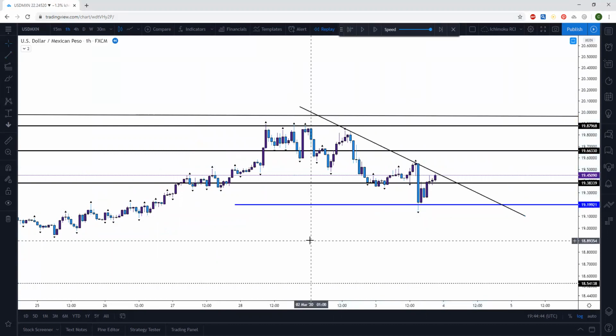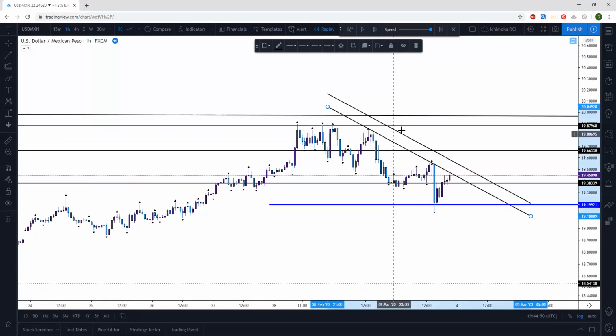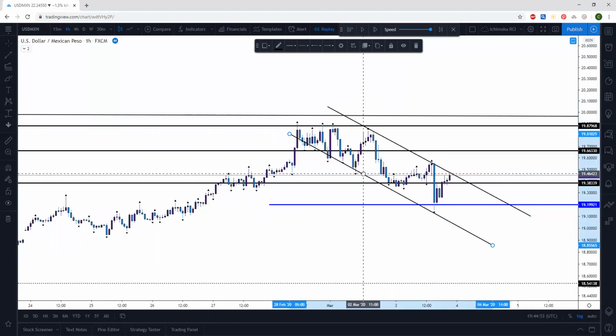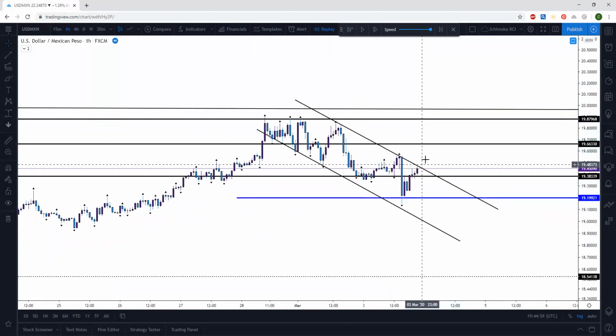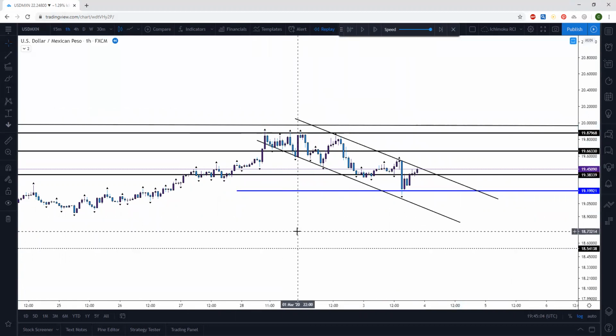There's your trading opportunity right there. If it breaks this, we've got a little channel going on. If we manage to break above this channel, we could go to the upside. So y'all are seeing how this works, right? The market is always making patterns all the time.